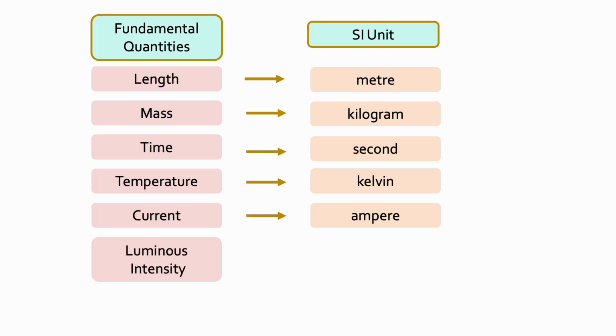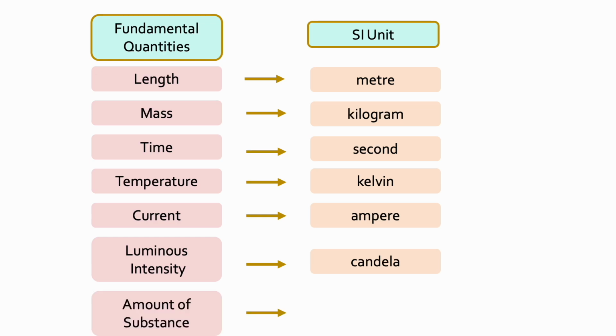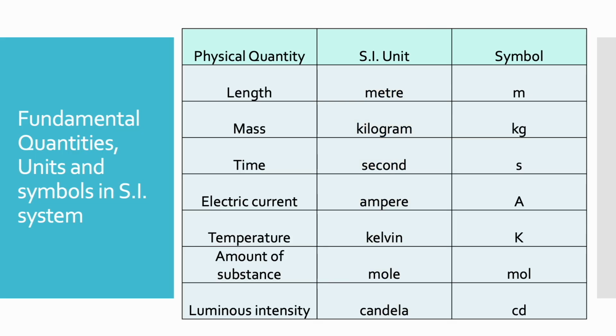Electric current is measured in amperes. Luminous intensity is measured in candelas. Amount of substance is measured in moles. Each physical quantity has a symbol that is used to represent it in equations. Here is a table summarizing the physical quantities, SI units, and their symbols.